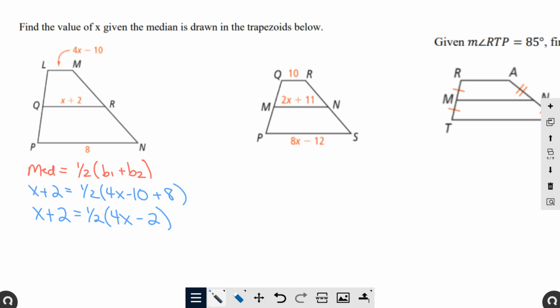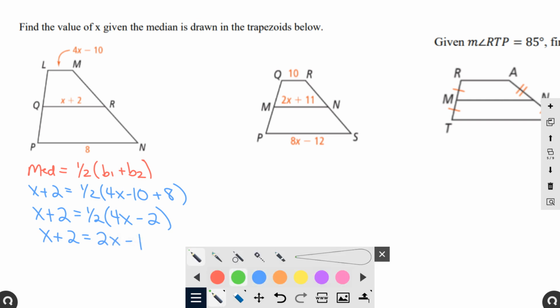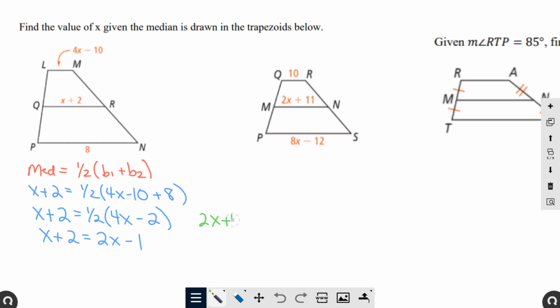But if you go ahead and add like terms, you notice everything in parentheses is an even number. So can you take half of even numbers pretty easily? Yes. So it's whichever way you want to do it, you will end up getting the same answer. So I'm just going to distribute the 1/2 and have x plus 2 equals 2x minus 1. Now, if you do it the other way, you're going to end up with 2x plus 4 equals 4x minus 2. So you have to times everything by 2 over here. But again, once you solve, you should get the exact same answer.